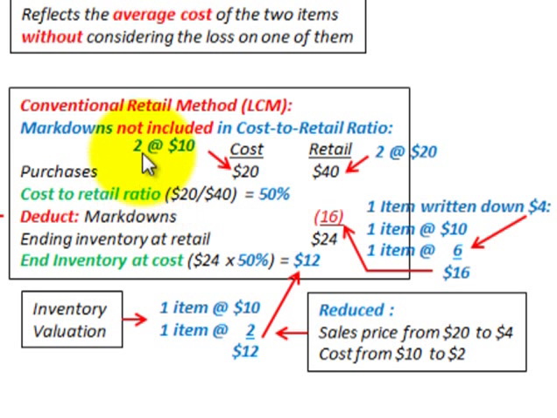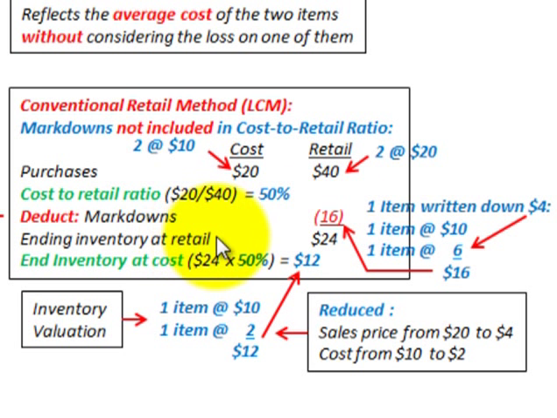Now for the conventional retail method, we have calculated our cost to retail ratio, and that's before the markdowns. Now let's look at deducting our markdowns. Again, the same amount here. We had one item, let's just say, that was written down by $4. So we have one item at $10 cost, and then one item would be the difference between $4 minus $10, or $6. Again, $16 was the write down or markdowns.